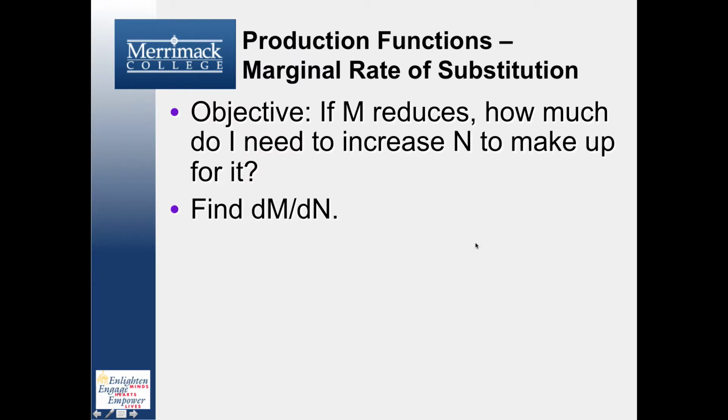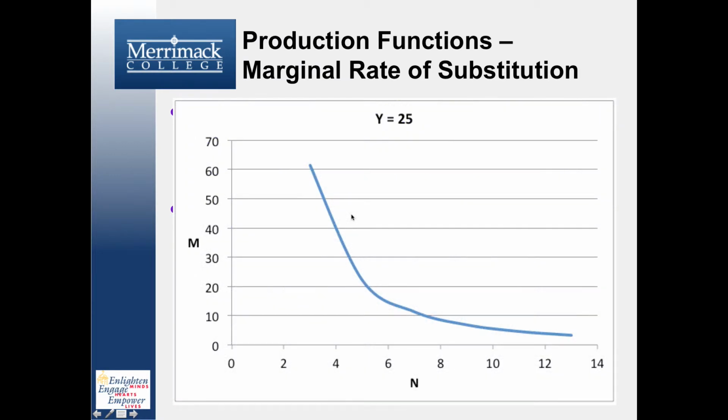What if m reduces? How much would we need to increase n to make up for it? For that we need this rate of substitution. So for y equals 25 along this isoquant, I said we'd come back to this. dm/dn is the marginal rate of substitution at this point in the production function. So for any given level of output, we can find different rates of substitution.